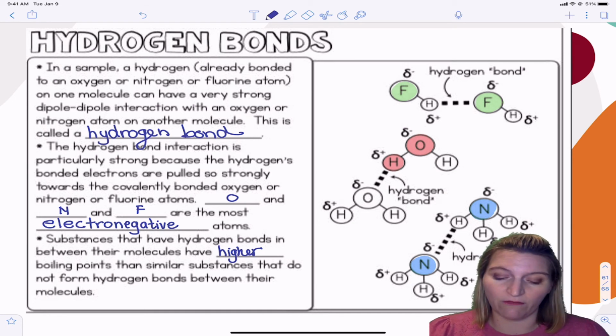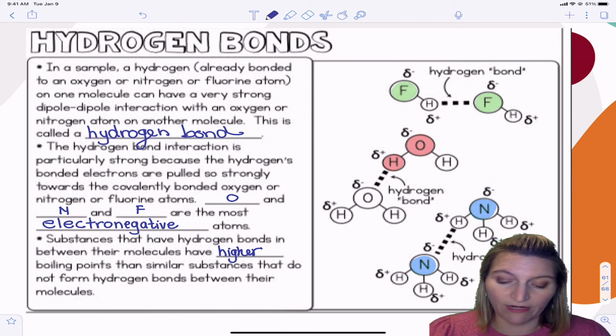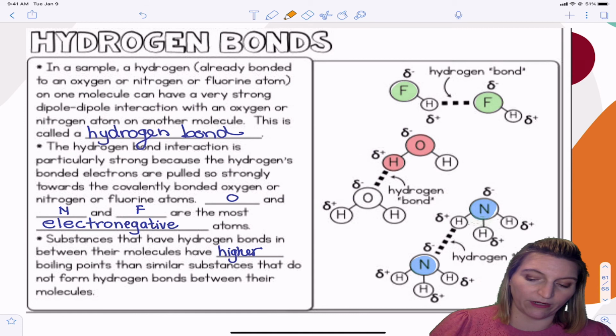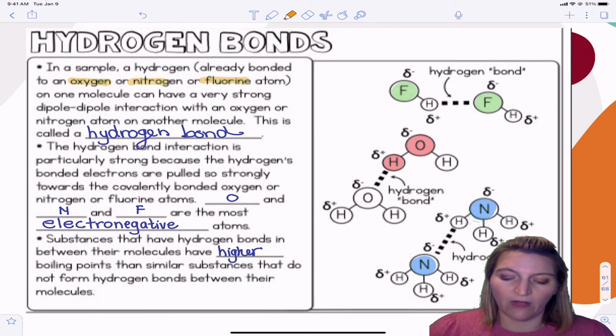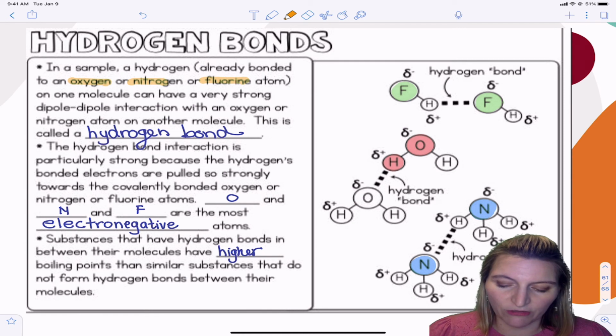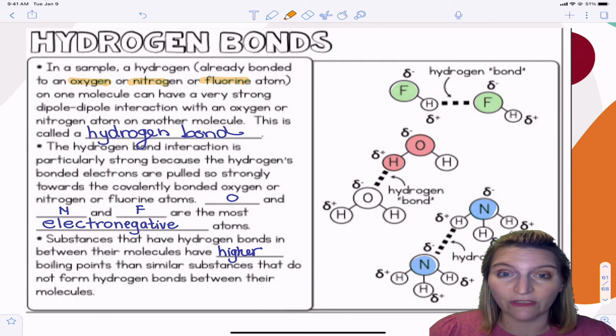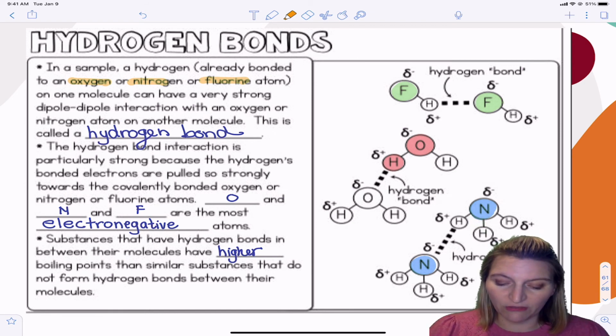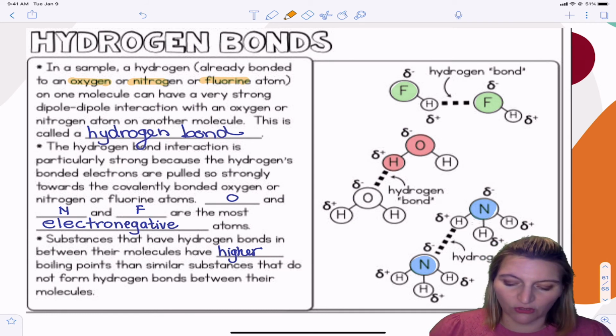So in a sample, a hydrogen already bonded to an oxygen, nitrogen, or fluorine, and it's important because it's only these elements, in one molecule can have a very strong dipole-dipole interaction with an oxygen or nitrogen atom in another molecule. This is called a hydrogen bond. Remember, it's technically not a bond, but it is a very strong intermolecular force. The hydrogen bond interaction is particularly strong because the hydrogen's bonded electrons are pulled so strongly towards the covalently bonded oxygen, nitrogen, or fluorine atoms, because they are the most electronegative atoms.